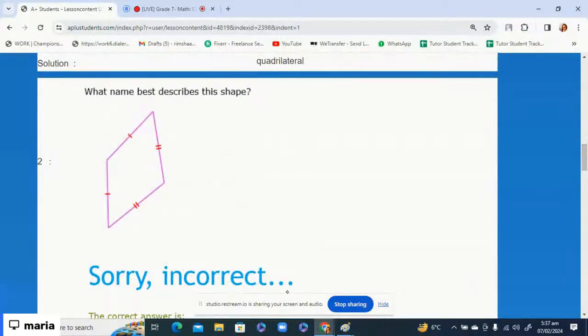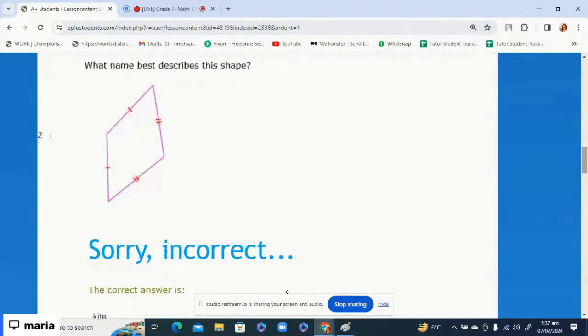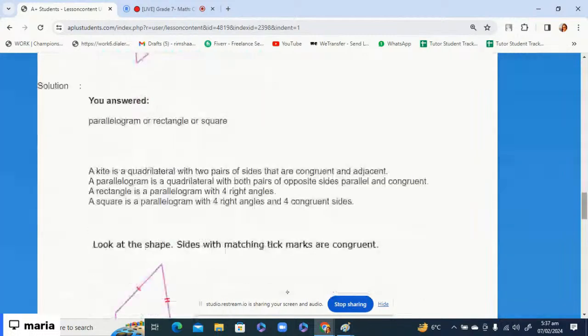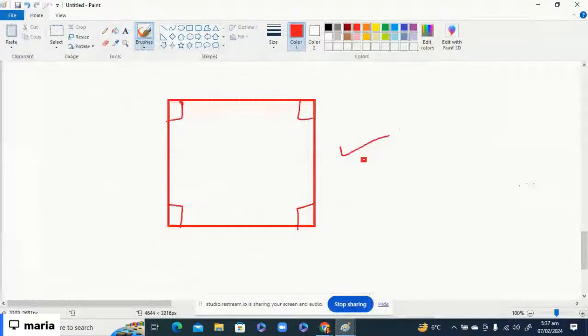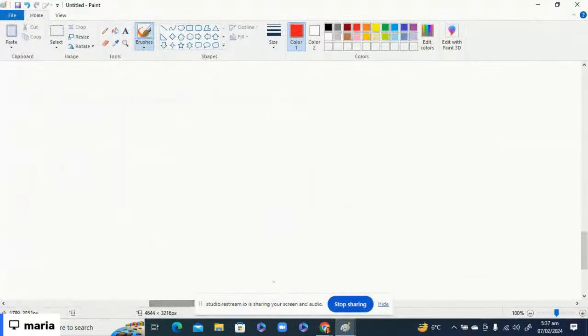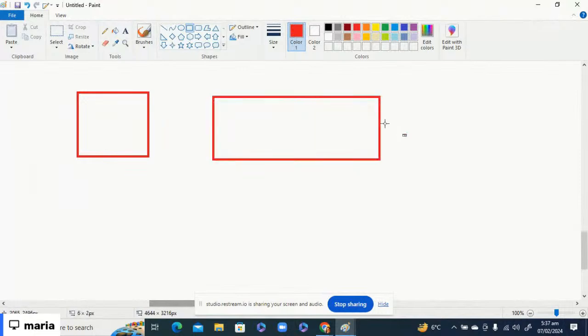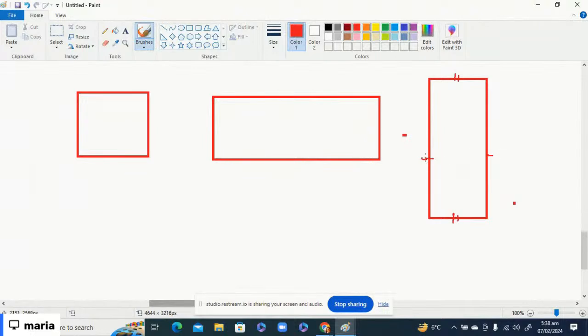And what name best describes this shape? Look here, the shape has four sides. These two sides and these two sides are equal, so this is again a kite. This is not a rectangle, because in a square all sides are the same, and in a rectangle the opposite two sides are equal. These two sides and these two sides are the same.